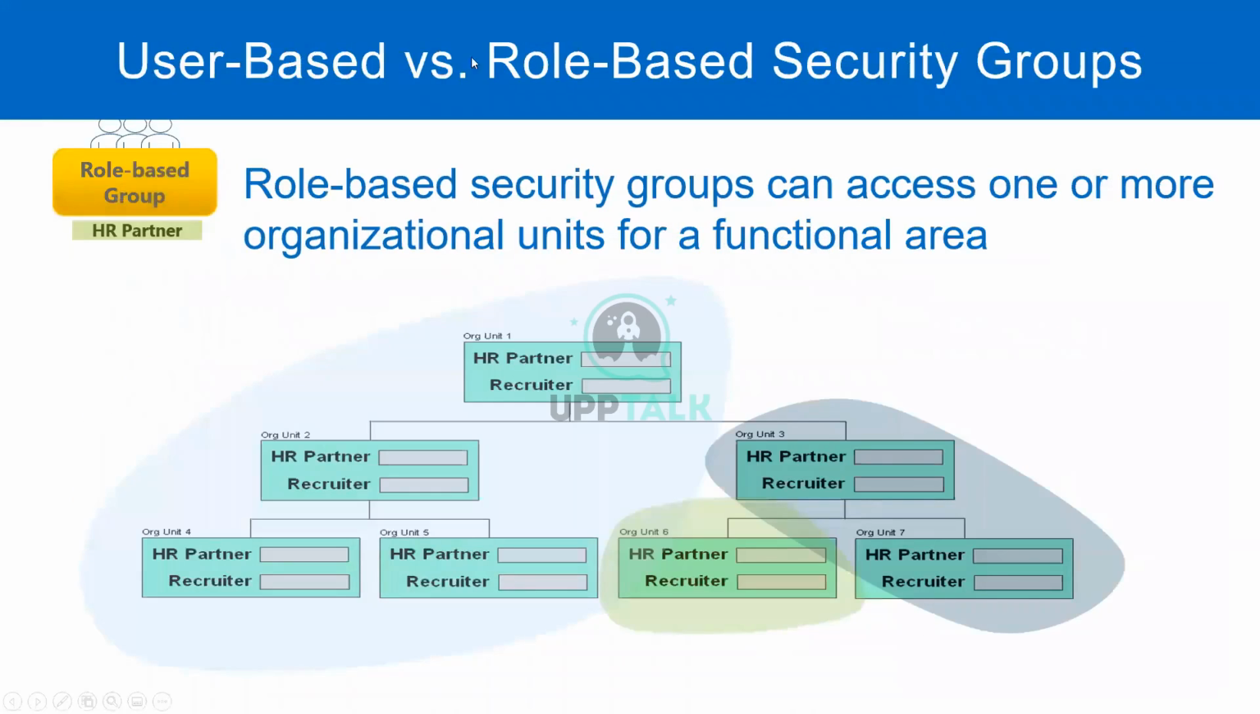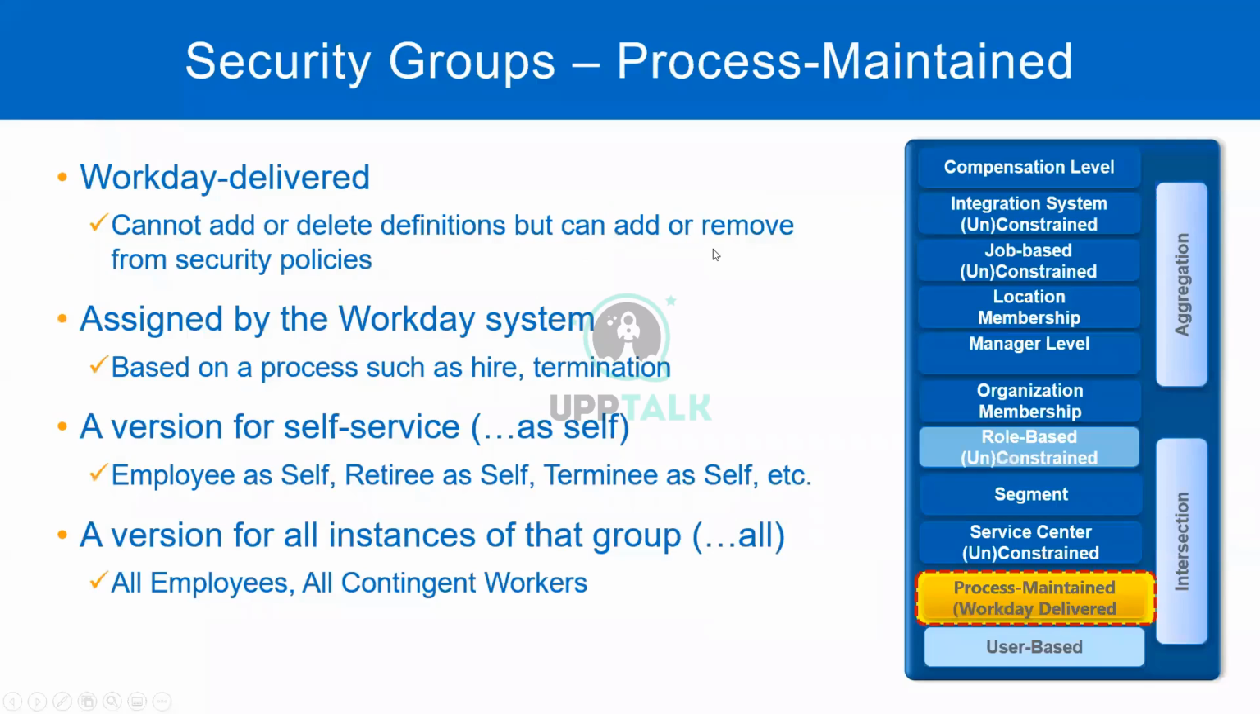Now, does anyone remember what the process is? Maintain security group. It is Workday controlled. Workday delivered? Yeah. Workday delivered. And then what does it do? How is the membership defined for those security groups? Like for role-based, we assign the role to the position. For user-based, we assign it manually to the security group. We assign the Workday accounts directly.